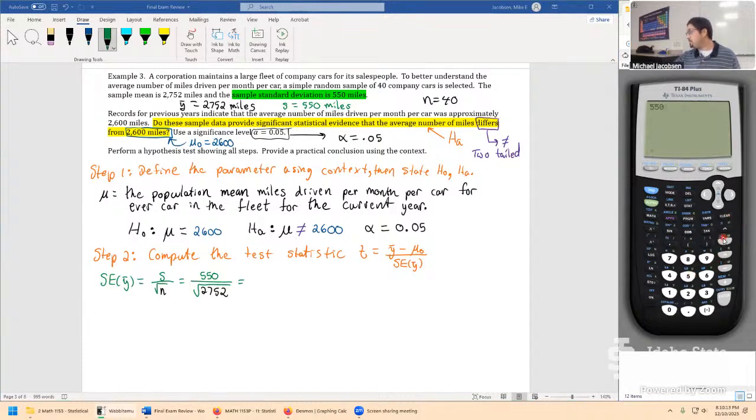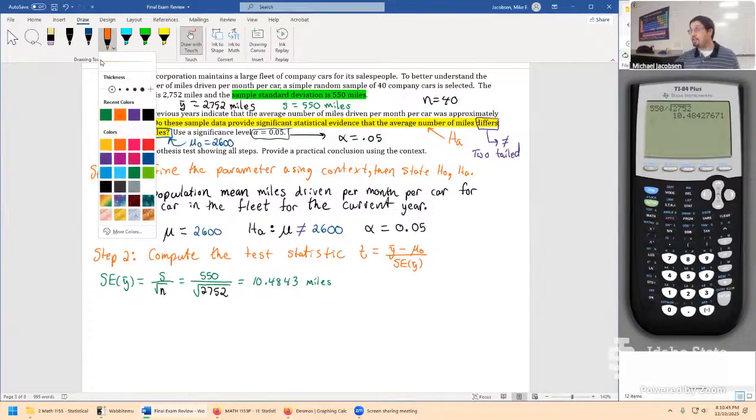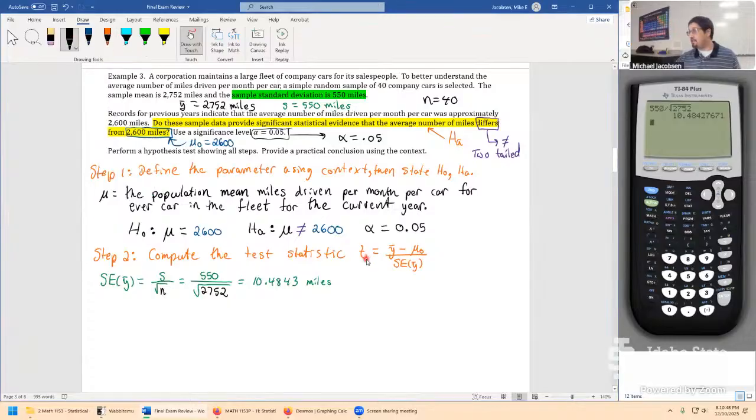So 550 divided by square root 2752. And to 4 decimal places on this one, I've got 10.4843 miles. Unit is not as important, but it's interesting to know that's an approximate standard deviation. So it's in unit of miles as well. It's a standard deviation on how much y bar can vary. So now with this information, we can calculate the test statistic T.